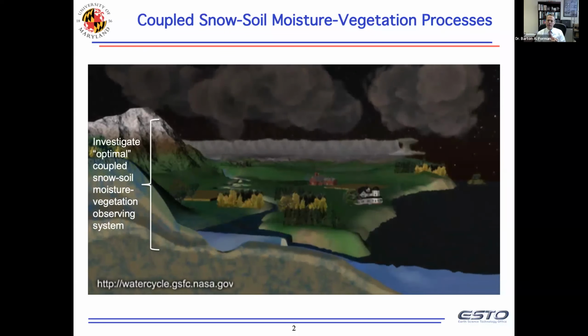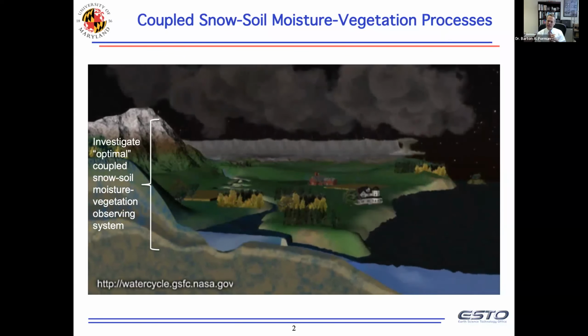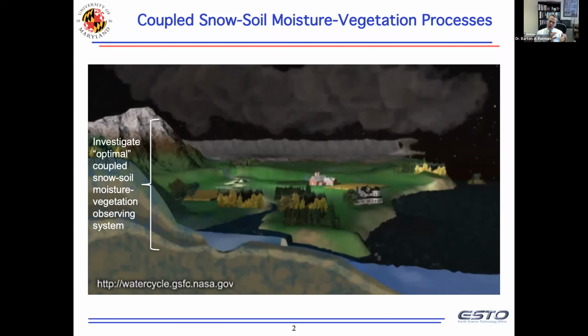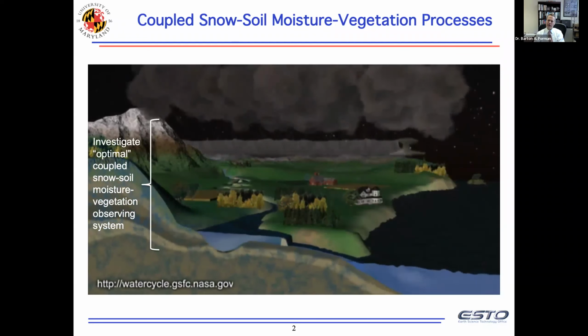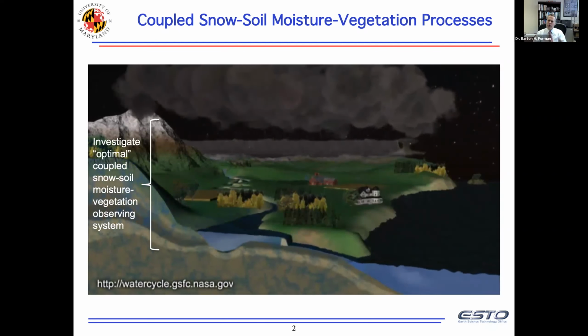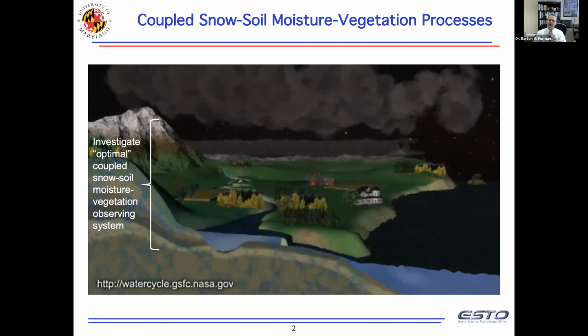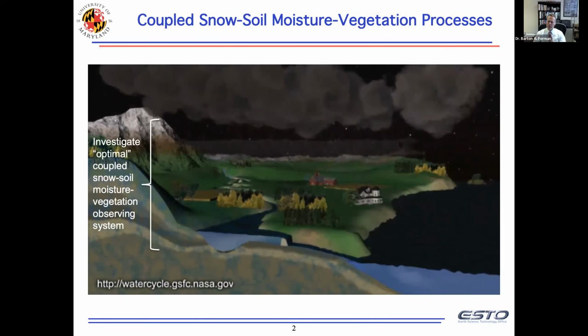And so what we're trying to do in this project is not only figure out the best way to view and quantify these different stores in the hydrologic cycle, but how to do it all simultaneously in a fully integrated and cohesive format.